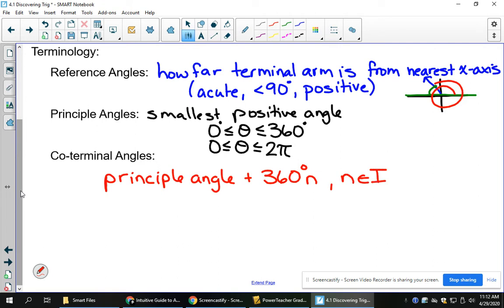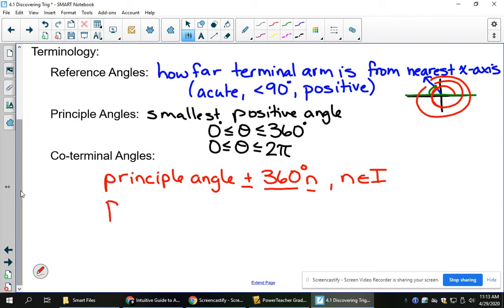Now, what is an integer? It's a positive or negative whole number. So I can add a full circle 2 times. That'd be like adding 720 degrees, pardon me. I could add a full circle negative 1 times. That would actually mean I'm minusing a full circle. So I can go both directions. I can go in the positive direction, or I could go in the negative direction and end up with a negative angle. That's totally possible.